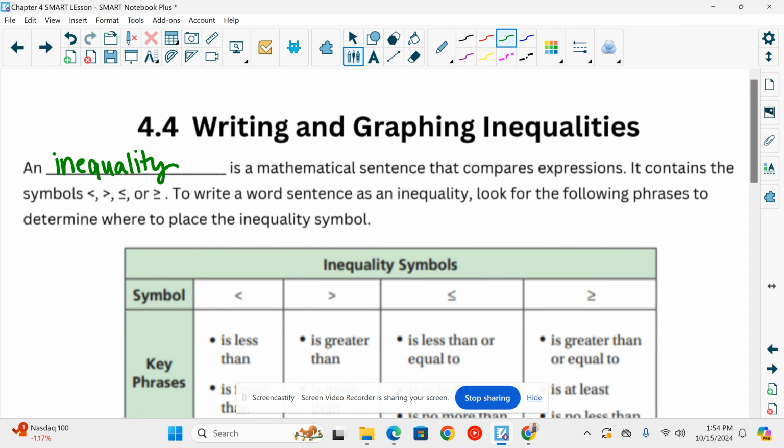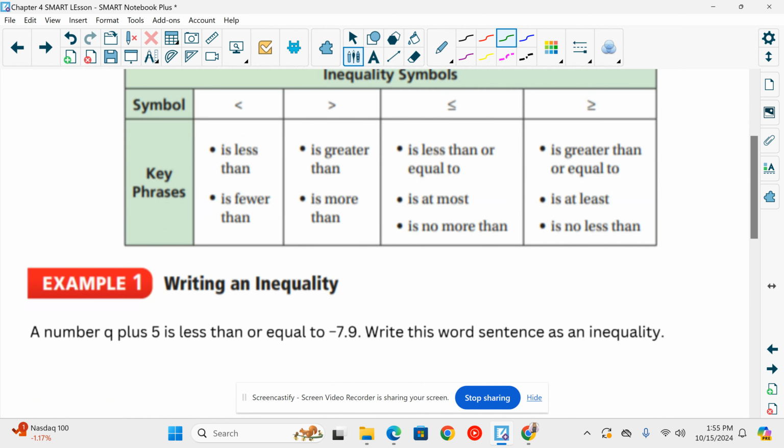It can contain symbols. It can contain the less than, the greater than, less than or equal to, or greater than or equal to symbol. We also have certain key words and key phrases that let us know what symbol to use and what we're talking about. You're pretty familiar with the first two keywords, those that are talking about the less than and the greater than words. You know those things. If I said the amount is over 3, that would be greater. If I said the amount is fewer than, you would say less than.